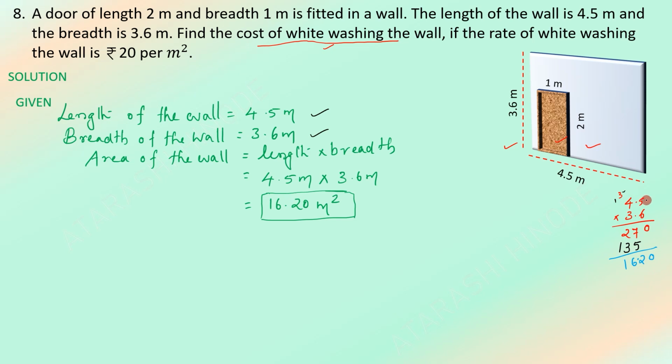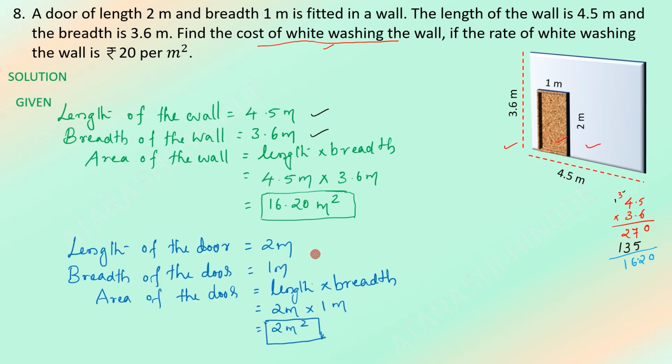Here in both the numbers you can see there is 1 decimal place, here also 1 decimal place. So we have to put 2 decimal places here, that is from the right side. Count 1, 2, then put the decimal here. That is, we are getting the area of the wall as 16.20 meter square or 16.2. Next, we have to find the area of the door.